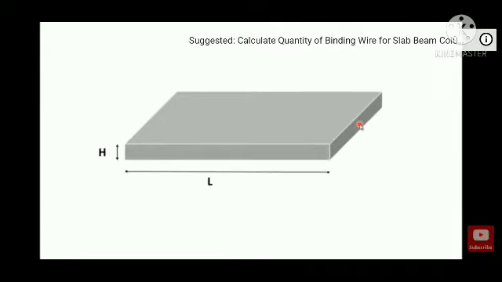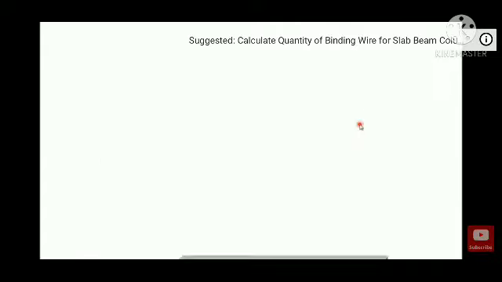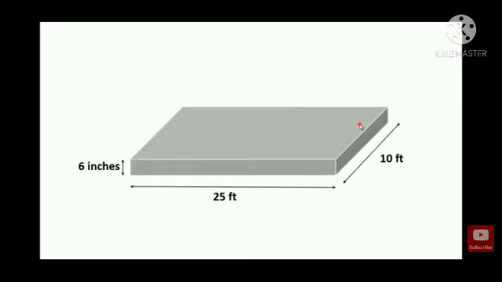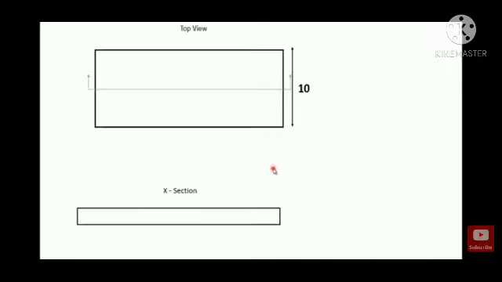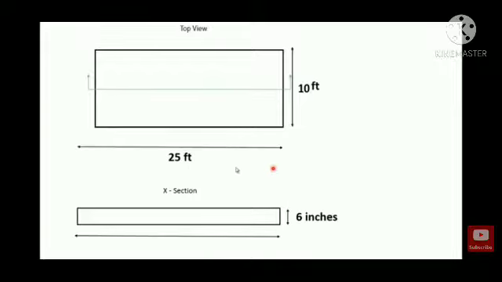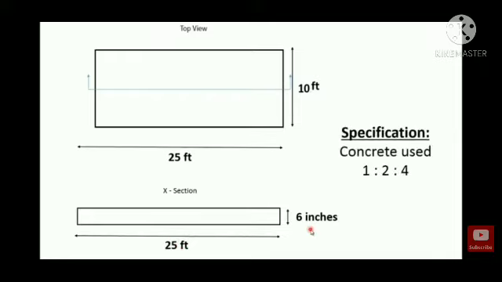We have slab dimensions. Length of the slab is 25 feet. Width of the slab is 10 feet and height of the slab is 6 inches. The dimensions are seen in this diagram also: the length, width and height of the slab. Specification: concrete used 1 to 4, where 1 represents cement, 2 represents fine aggregate means sand, 4 represents coarse aggregate means crushed stone, 20 mm metal.